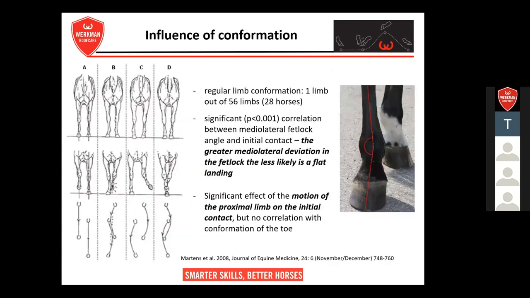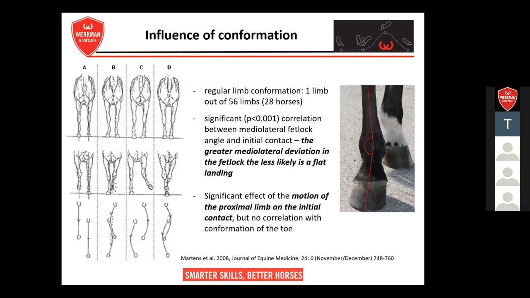There was a very nice study in Hanover in Germany. They examined 28 horses and tried to find a correlation between conformation and the landing. They said there's definitely a significant correlation with the mediolateral deviation in the fetlock angle. As you see in the image, the more the fetlock shows a deviation to lateral or medial, the less likely it is that we have a flat landing in this horse. And also the motion of the proximal limb during swing phase is more correlated with the initial contact than the conformation of the toe.